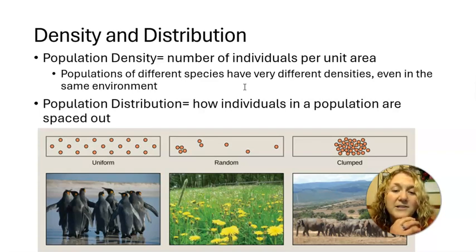Also, then we have population distribution. So this refers to how individuals in a population are spaced out. And so we are going to talk about these three distributions.